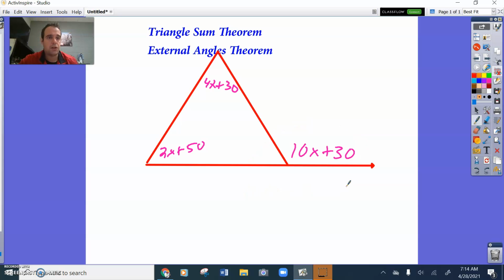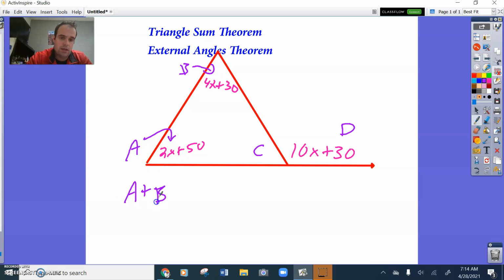I'm going to think more logically and more reasonably about this. I'm going to call this angle right here angle A, this one angle B, this one angle C, and this one angle D. So we have A, B, and C on the inside of the triangle and D on the outside of it. Okay, what do we know? We know that the Triangle Sum Theorem states A plus B plus C equals 180. We also know, because this is supplementary, that C plus D equals 180.